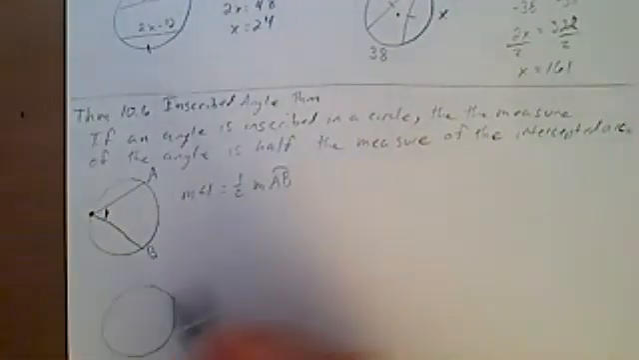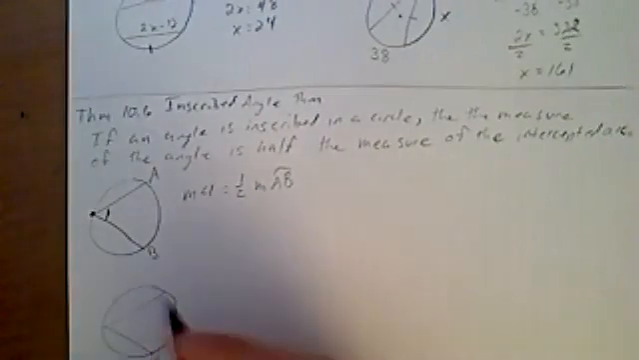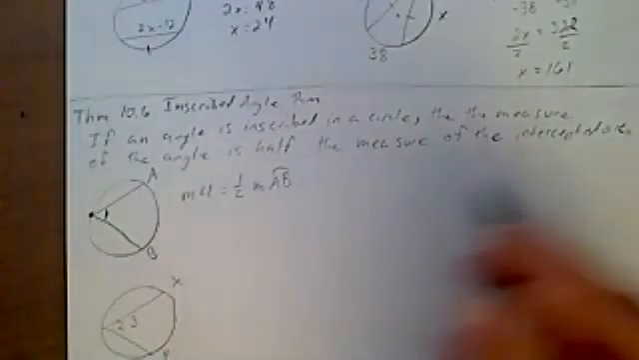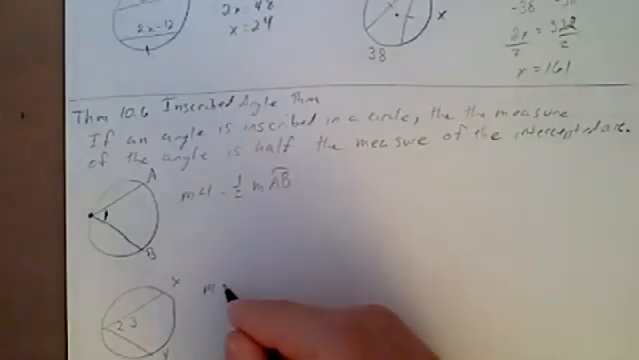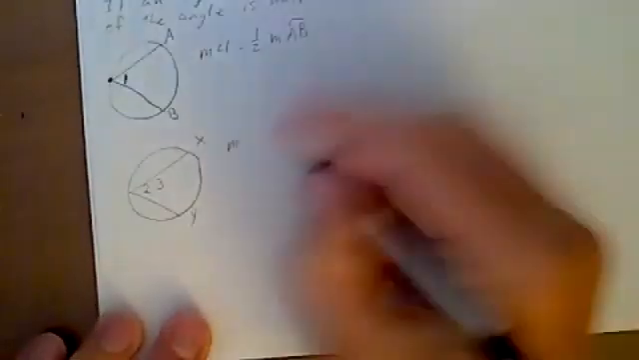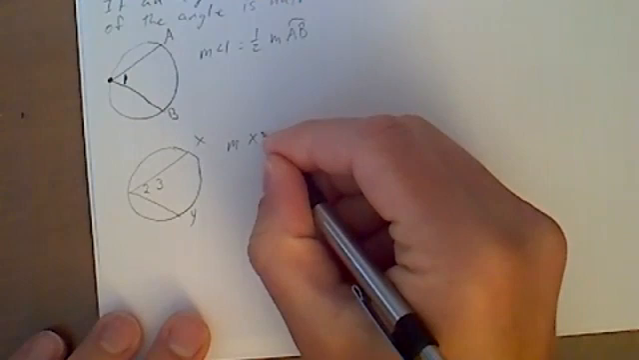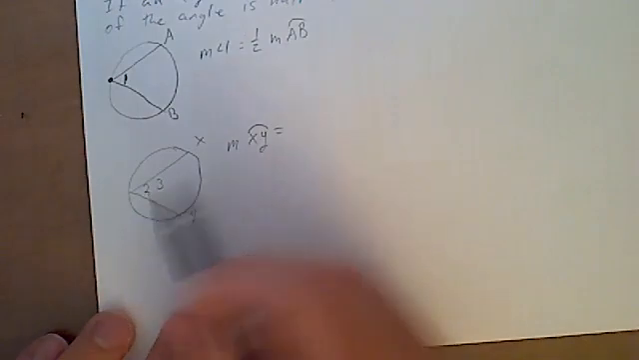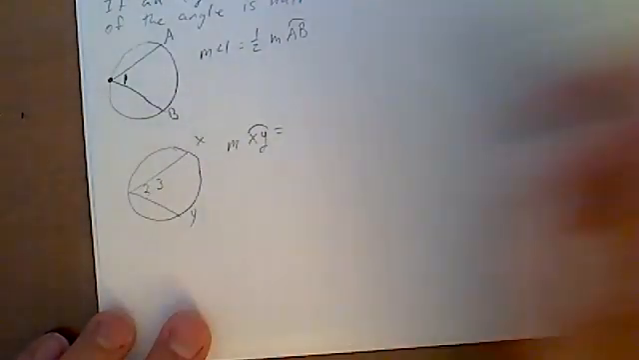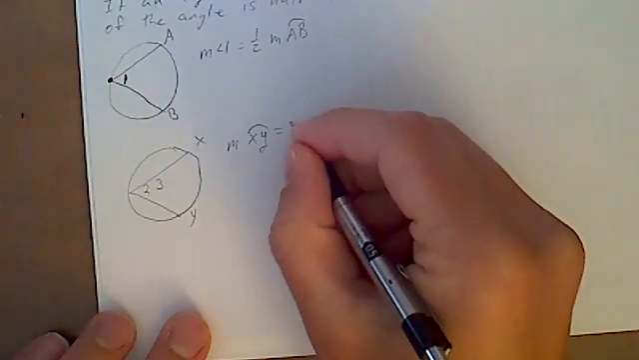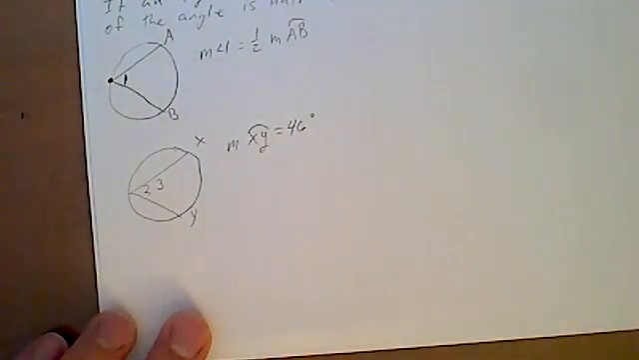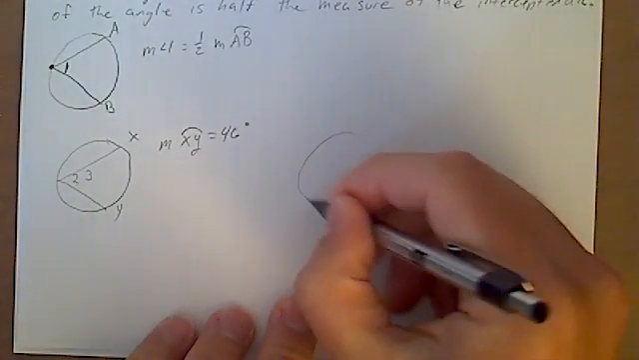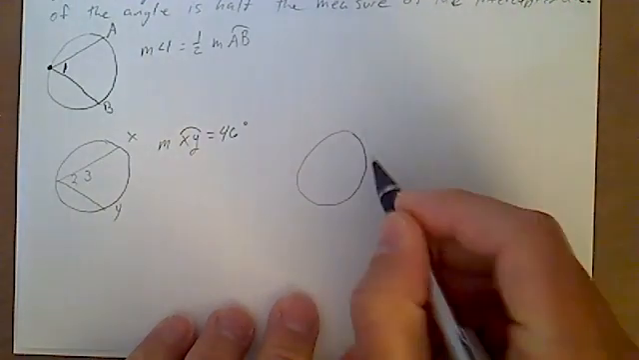So if we have our circle, and angle X, Y, right? What is the measure of arc XY? Well, if the angle is half the arc, then the arc must be twice the angle. So we're taking 2 times 23, which is 46 degrees. And that's it. That's all that we're doing.